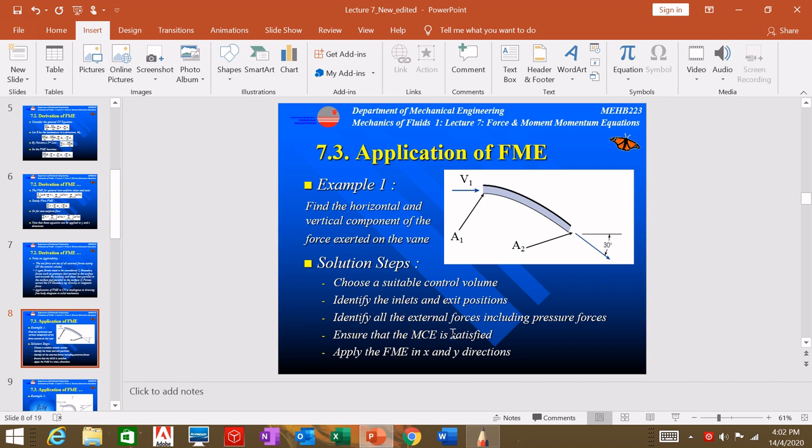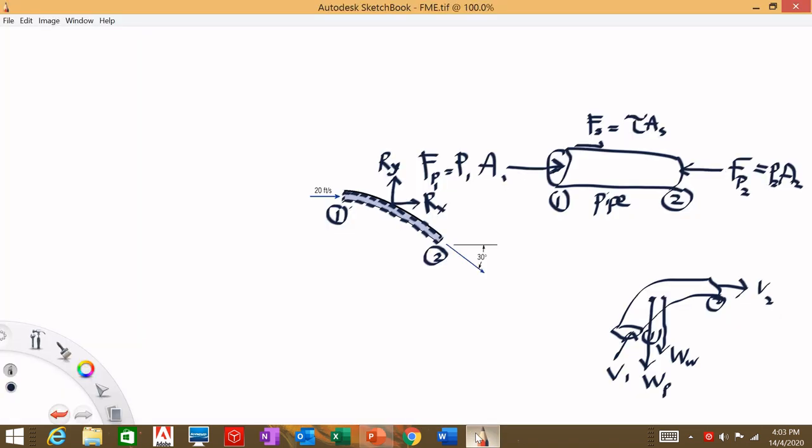So ensure that the MCE is satisfied. MCE stands for mass conservation equation. So make sure that the MCE is satisfied. Is this a steady flow? This is the flow on the vein, meaning it's a steady flow. The velocity doesn't change with respect to time. So since you have mass 1, mass 2, the mass in is equal to mass out. Based on the MCE for a steady flow, mass in equals mass out.